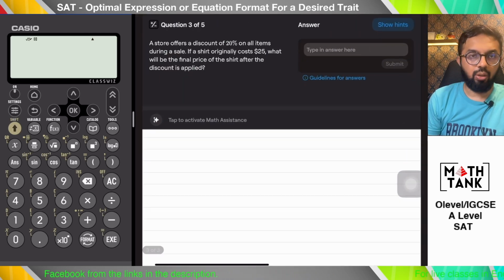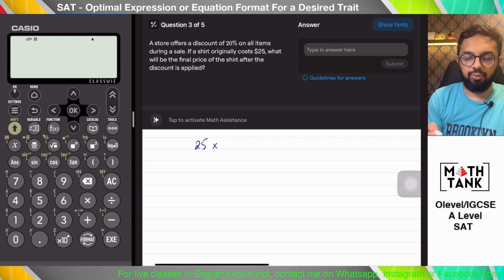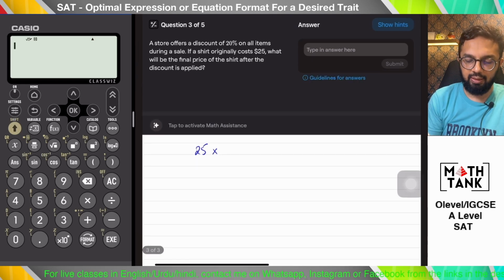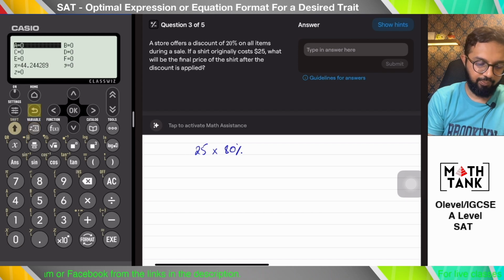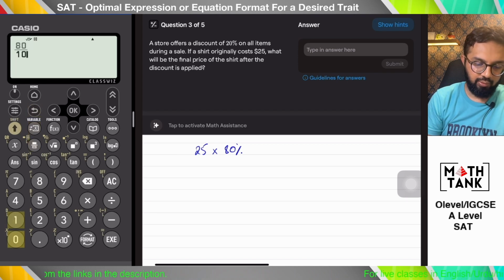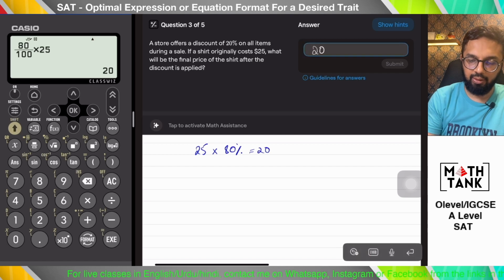Question number three, a store offers a discount of 20% on all items during a sale. If a shirt originally cost 25, what will be the final price? So if it reduces by 20%, then the leftover price is 80%. So what is 80% of 25? I'm going to calculate that on my calculator. 80 over 100 into 25. So that's 20. So that should be my final price.